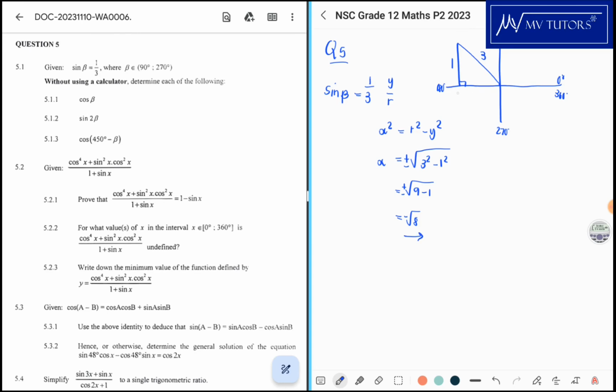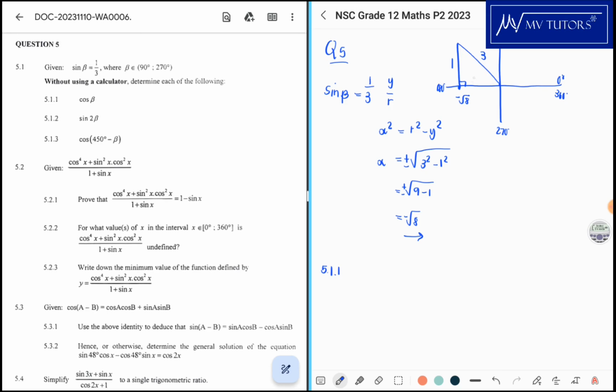So I know then that this distance over here would be negative, this point over here would be negative root 8. Okay, so that's how I normally start these questions. Now we can go and answer with ease because we have all the information that we need. So 5.1.1, without using a calculator, determine each of the following.